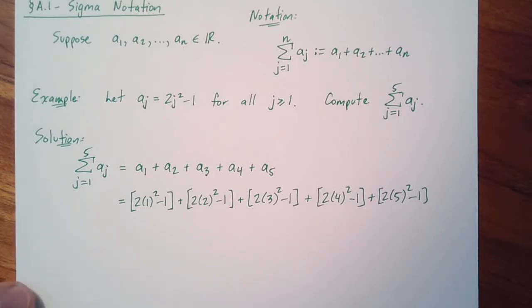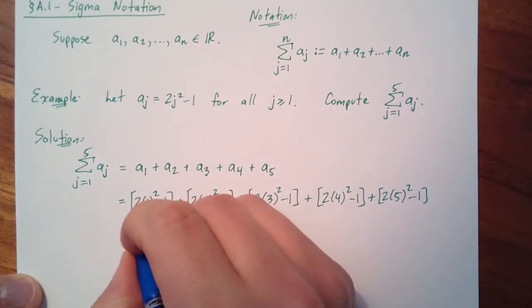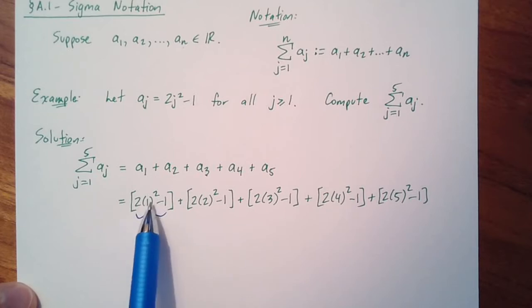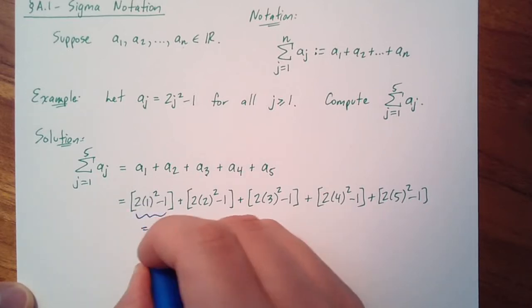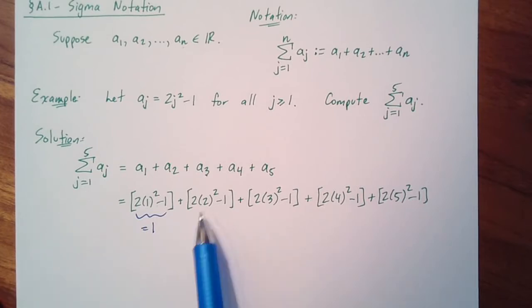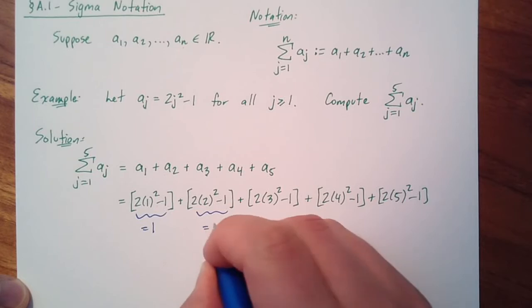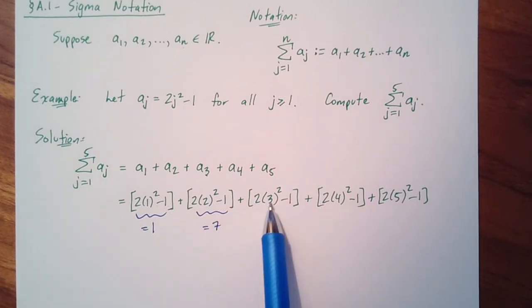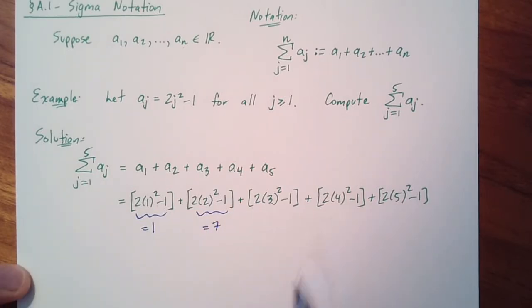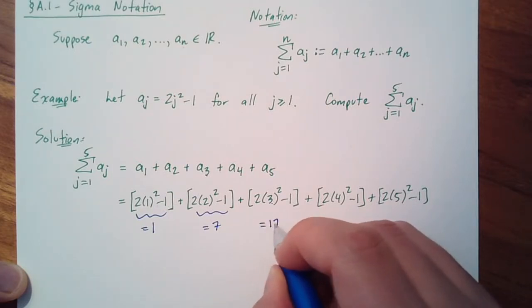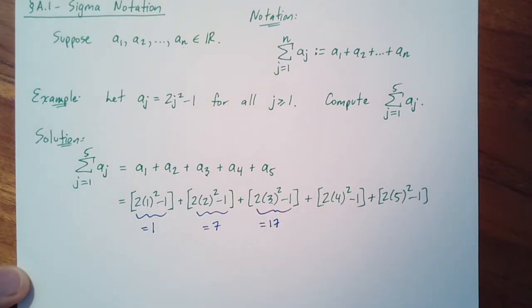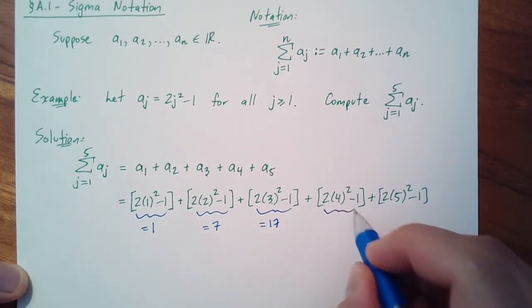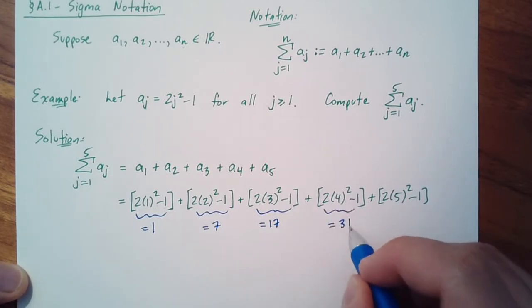Okay, so let's just work out these individual pieces. It's a little easier to do this first. So 2 times 1 squared, that's just 2, right? This whole first term is 2 minus 1, so this is equal to 1. 2 times 2 squared, that's 2 times 4. So you subtract 1 and you're going to get 7. This will be 2 times 9, which is 18. So minus 1 and you get 17. 2 times 4 squared is 16, so that's 32 minus 1, which is 31.